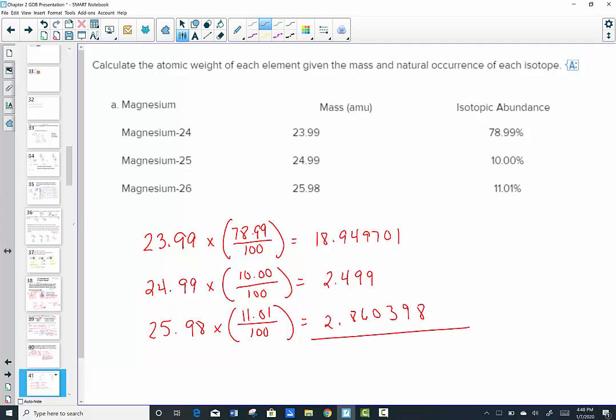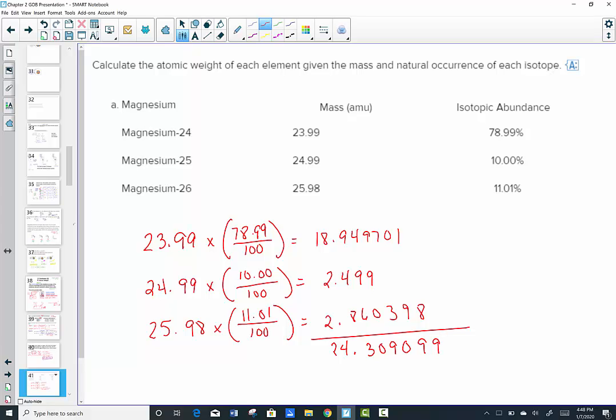All right, welcome back. You're starting up your video lessons, and I was working quietly along with you, solving each of our rows, mass times the percent abundance in decimal form. We're getting now ready to add the three isotopes together for the grand total answer. I'm going to add the 2.499, the 18.949701 to the last answer I had, and I get a grand total of 24.309099.